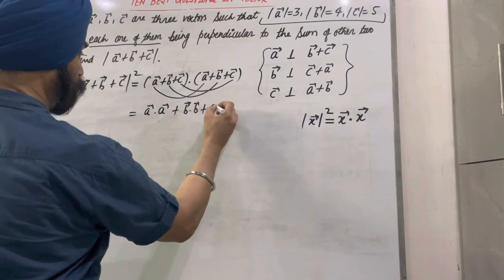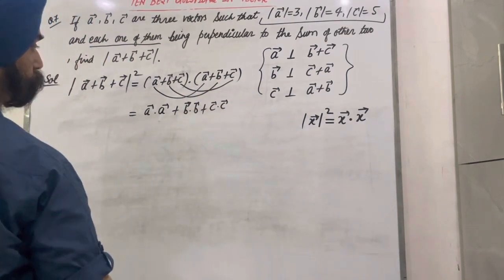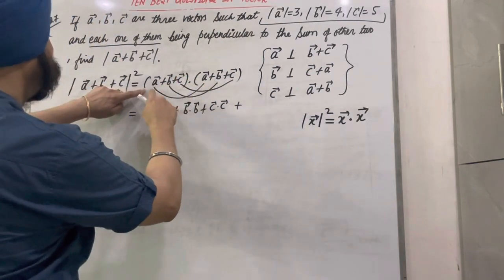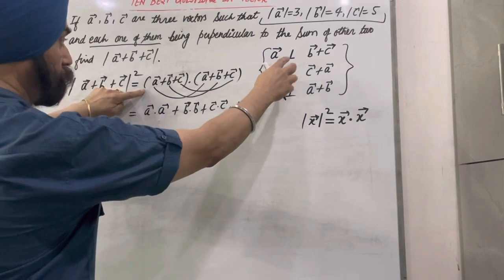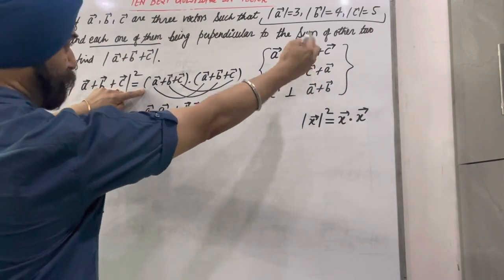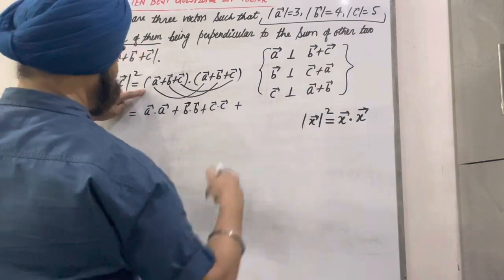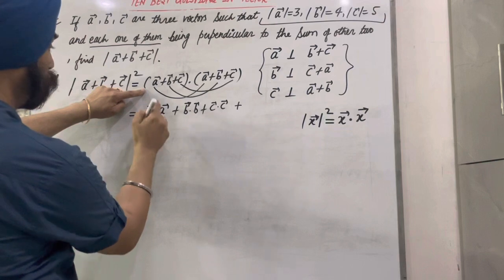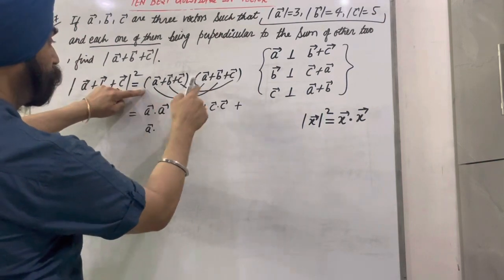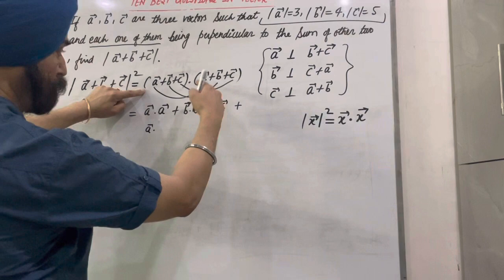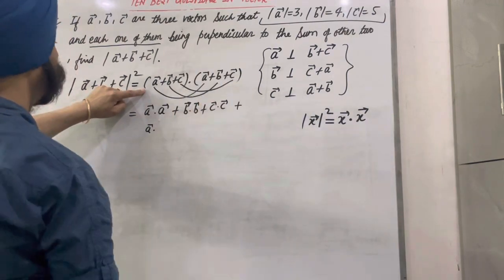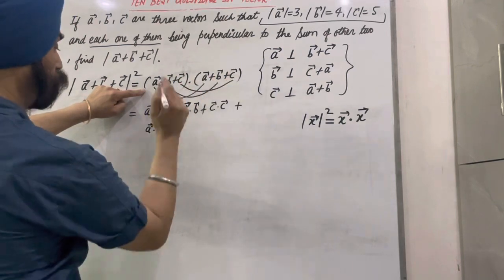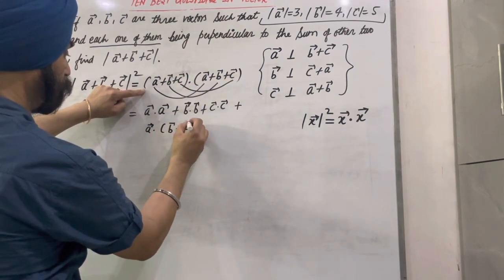Likewise, vector C dot vector C. Remaining combinations like A with B is left, A with C is left. Now we'll take into consideration what they have given: vector A is perpendicular to vector B plus vector C. So this information I'll be writing as vector A dot. I have utilized A with A till now. I haven't utilized A with B and C. So I'll keep B plus C intact and do its dot product with A. So I'll be writing A dot the remaining two vectors, vector B plus vector C.